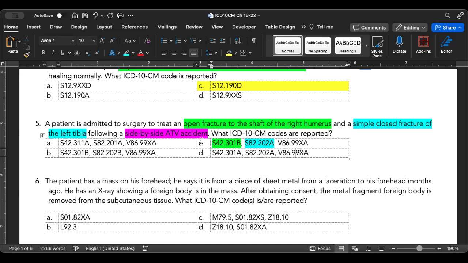So in our external causes index, you're going to go to main term accident. An ATV is considered a transport vehicle, so you'll go to transport. Underneath transport, you'll go to all-terrain vehicle because that's what ATV stands for. Underneath all-terrain vehicle, occupant. Then we're going to go to specified type because they told us what type of ATV it is. It's a side-by-side ATV.